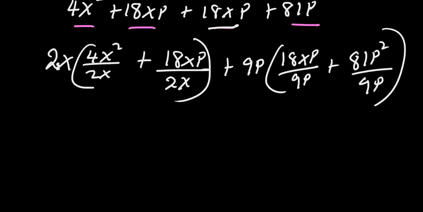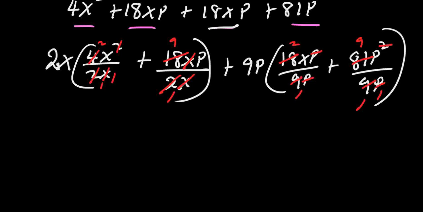So now if we do that, 2 divided by 2 is 1, and 4 divided by 2 is 2. x into x is 1, and x squared divided by x gives us just 1x. 2 into 2 is 1. 18 divided by 2 is 9. And x can simply cancel x from here. And also 9 into 9 is 1. 18 divided by 9 is 2. And p will cancel p from here. 9 divided by 9 is 1. 81 divided by 9 is 9. And p divided by p is 1. And p squared divided by p will give us p.